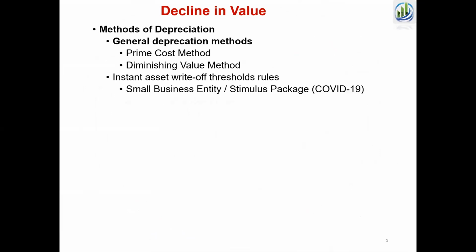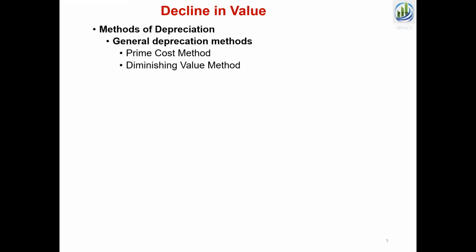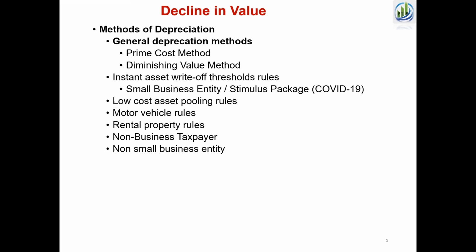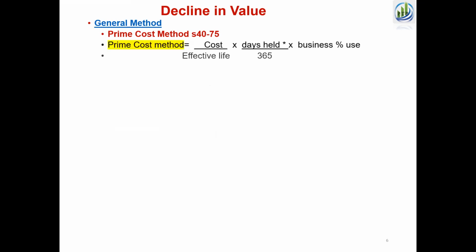Method of depreciation: we're going to talk about a number of different tax depreciations. These two are your accounting depreciation, which you all know very clearly. Now I am going to talk about some other depreciations as well. Anyhow, I will cover prime cost also because some of you are new to this environment. So the prime cost method, section 40-75, says you calculate cost divided by effective life. Cost is, for example, excluding GST, $40,000. Effective life, 8 years.